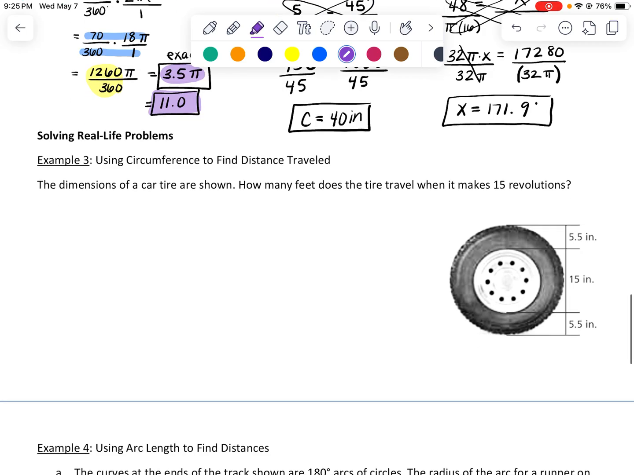Okay, so going into some real life problems, it says the dimensions of a car tire are shown. How many feet does the car travel when it goes around 15 times? Okay, so here's what you need to think about, right? When a car travels on the road, from the top all the way around is the distance it travels. And then it's going to do that 15 times. So we're really taking the circumference times 15.